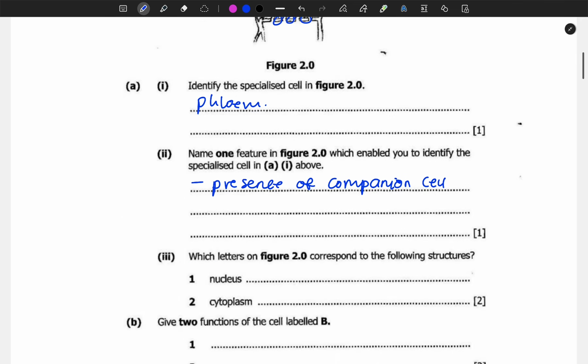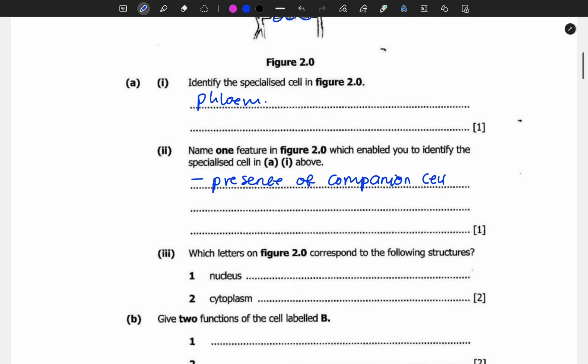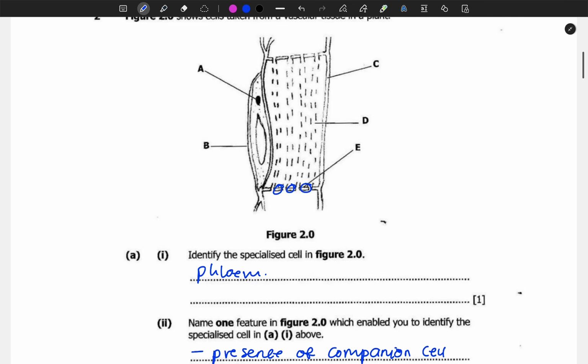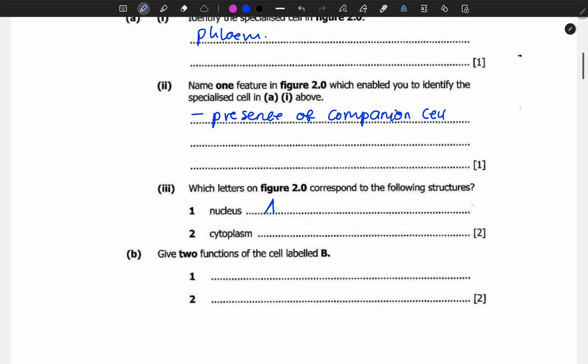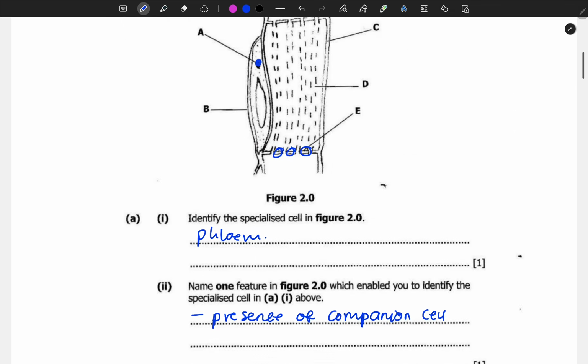Which letters on figure 2.0 correspond to the following structures? The nucleus. Here we have the sieve part of this structure, and the sieve does not contain a nucleus. For a structure like phloem, the only cell where you can find the nucleus is the companion cell. So this part here on the companion cell is where we are expecting to have the nucleus, and as we can see, the nucleus is part A. Then cytoplasm, that's D. So D is our cytoplasm.